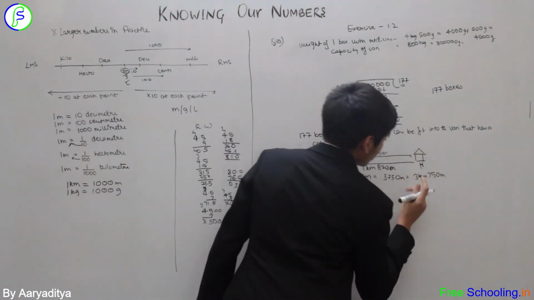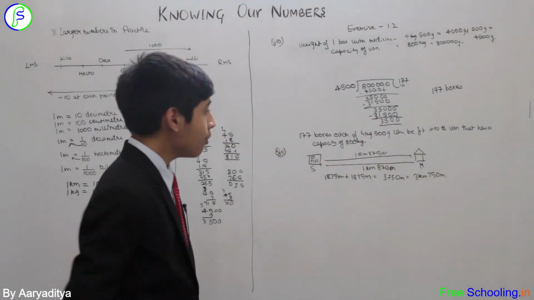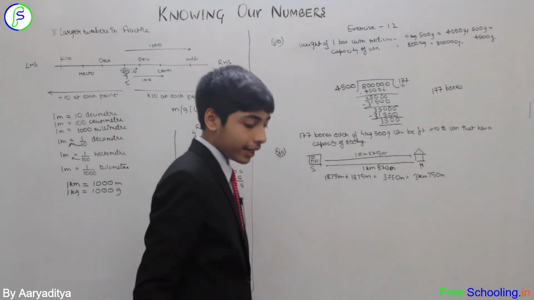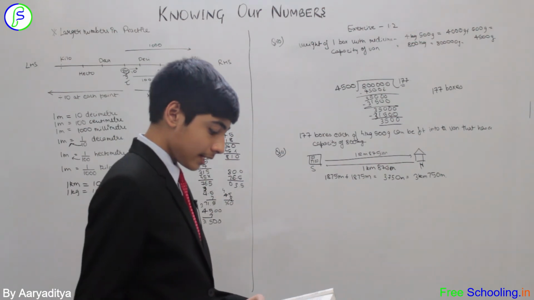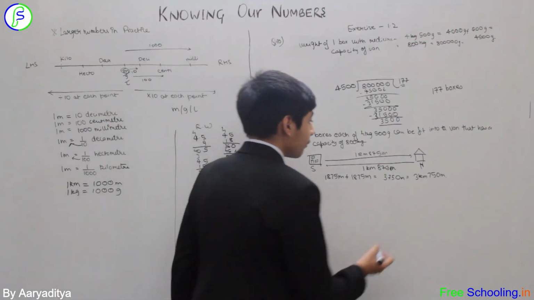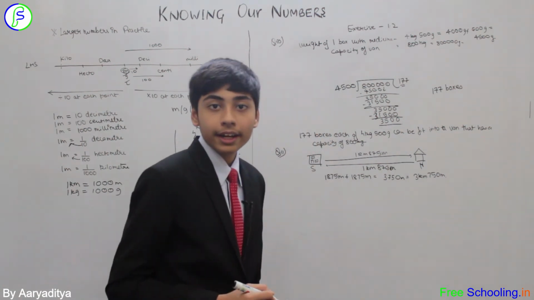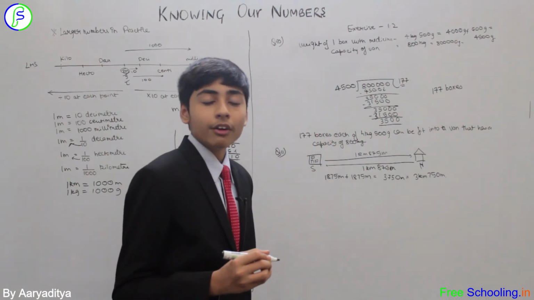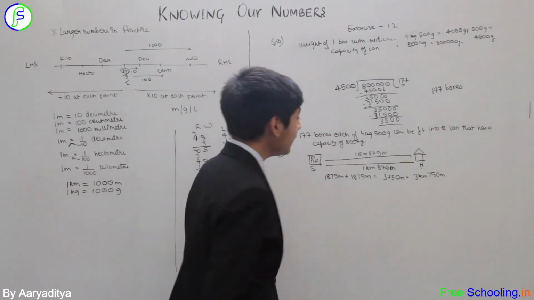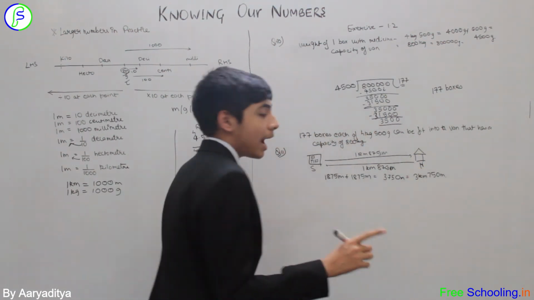It is in meters. So this is the total distance traveled by her from home to school and from school to home in a day. Okay, but the question says to find the total distance covered by her in 6 days. So this was done for day one, for 1 day. So how can we take out the total distance for 6 days? It's very easy. Just multiply this by 6.